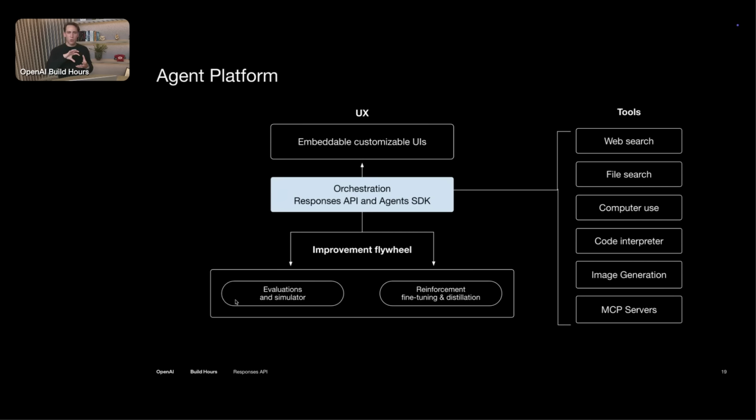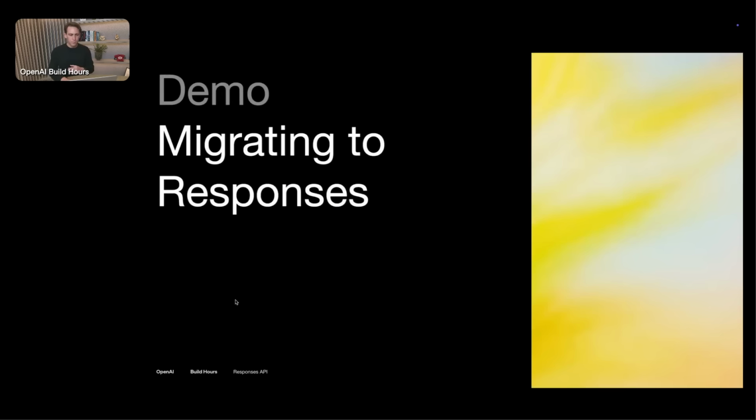We also see this as the core of what we call the improvement flywheel. If you're using Responses statefully, you can build on a corpus of data that you already have to do things like distillation and reinforcement fine-tuning. You can also build evals for your tasks on top of this data. It puts all of this right at the center. And in conjunction with all this, we have all of our really great tools that enhance the model's abilities, things like web search, file search, and so on.